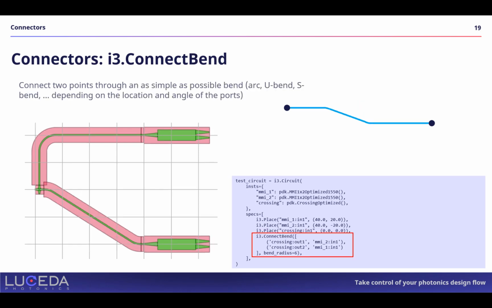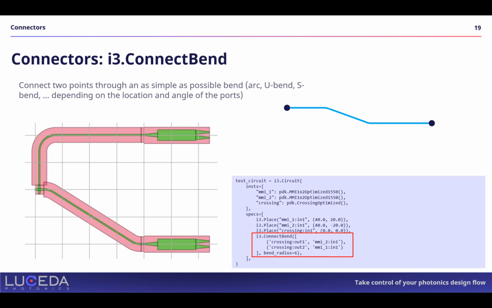We can also connect 2 points through an as simple as possible bend, whether it be arc, U-bend, or an S-bend, depending on the location and angle of the ports. This is implemented in a similar way as Connect Manhattan, but we replace it with i3.connectBend.